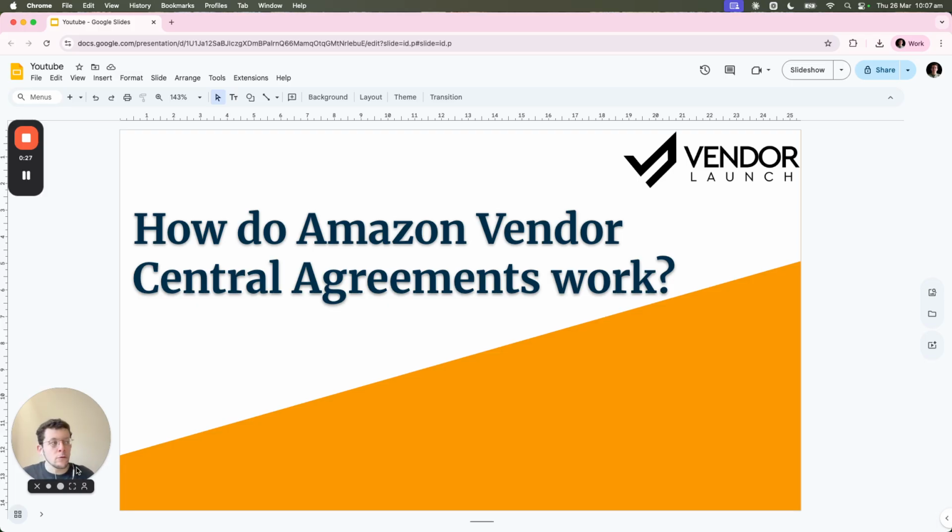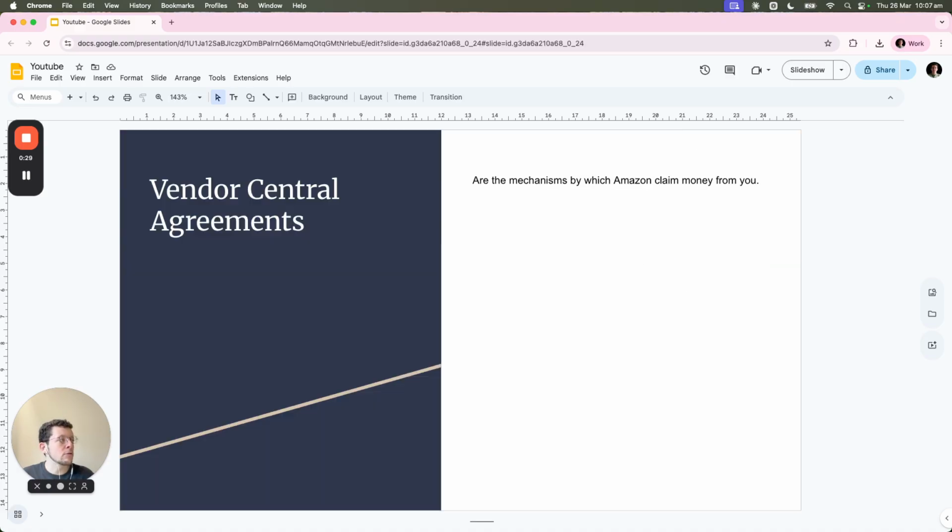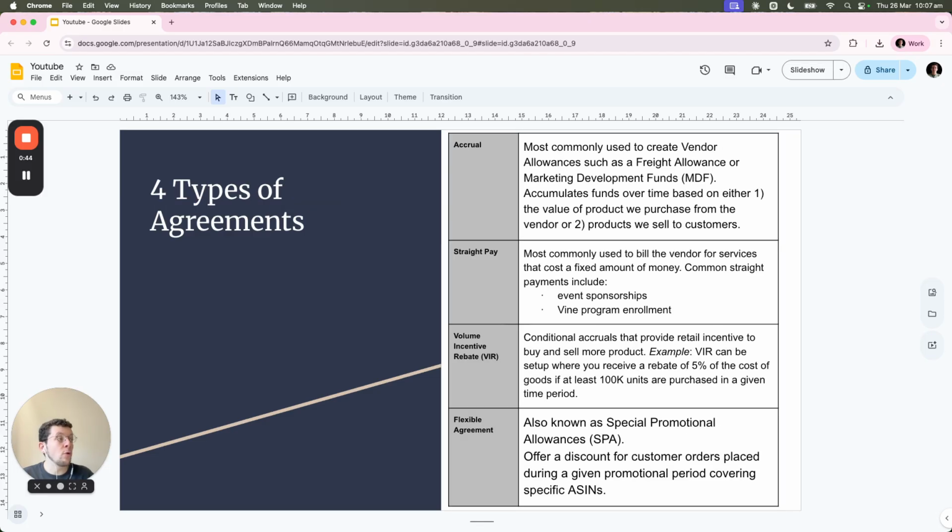So without further ado, what are Amazon Vendor Central Agreements? Basically, this is the mechanism by which Amazon will claim money from you, in which they will deduct costs for doing business with Amazon. It's through Vendor Central Agreements. There are 4 different types of agreements that you might encounter in your Vendor Central account.